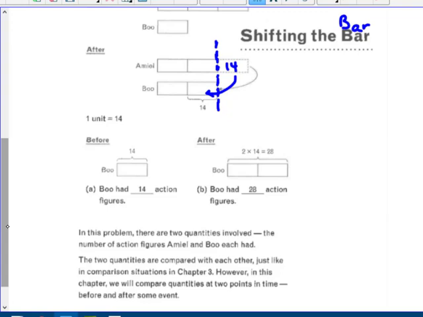The 2 quantities are compared with each other, just like in the comparison situations that we did before. However, in this part of the video, we're going to compare quantities at 2 points in time, before and after some event.